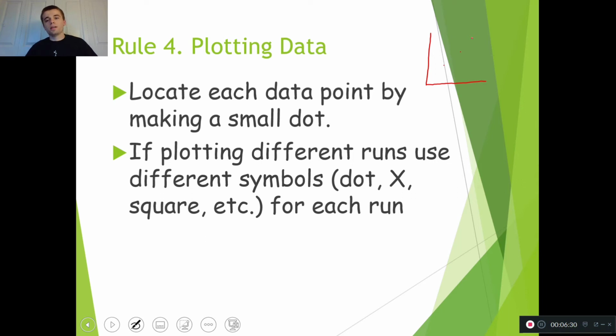Sometimes you'll have to be graphing different trials or different runs on your graph. Make sure you differentiate the different runs. So maybe for run 1, you want to use the dot, and then for run 2, maybe you change something slightly different. You might want to use X's or squares or triangles. Make sure that if you have different runs or different trials that you're plotting on the same graph, you not only change the symbol that you're using to mark those data points, but you also put a key that says, maybe the dot is for trial 1 and the X is for trial 2. That way, whoever's reading the graph knows what's going on.